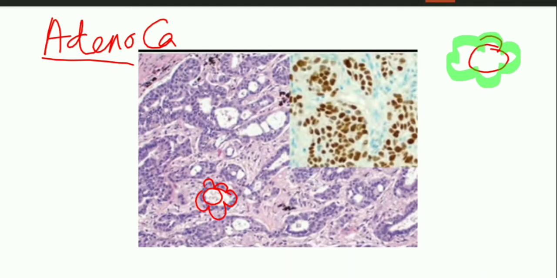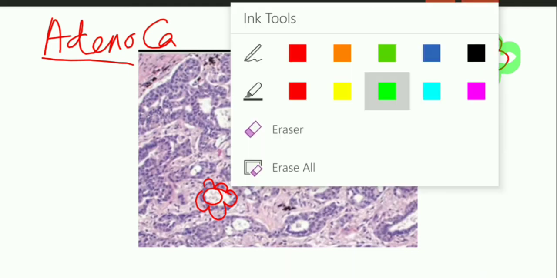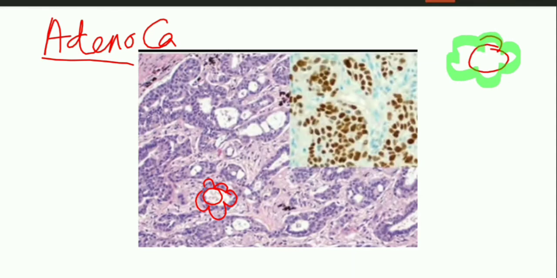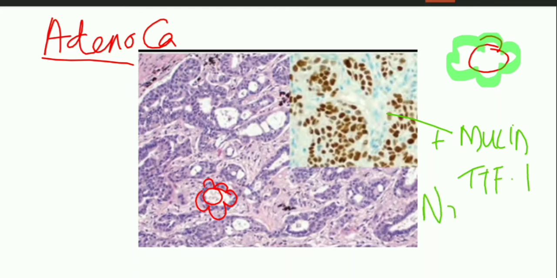Now immunohistochemistry is also given. You can see these brown colorings, that is immunohistochemistry. So you should know what the different markers are. So what are the different markers? They are positive for mucin, thyroid transcription factor 1, napsin A.